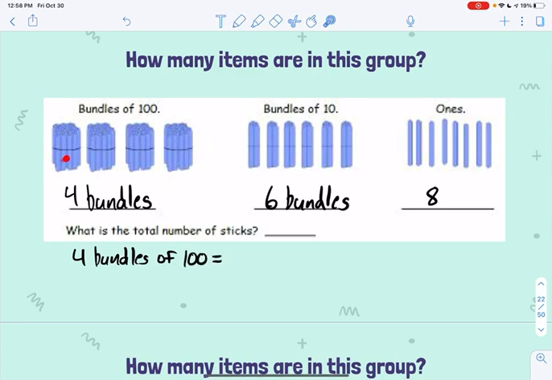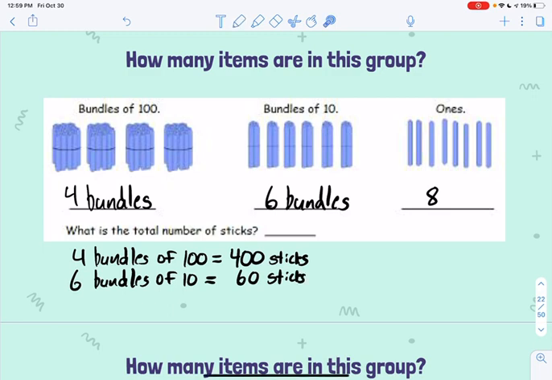It equals 100, 200, 300, 400. So 4 bundles of 100 equals 400 sticks. 6 bundles of 10 equal how many sticks? Well, we can count by tens. 10, 20, 30, 40, 50, 60. So 60 sticks.